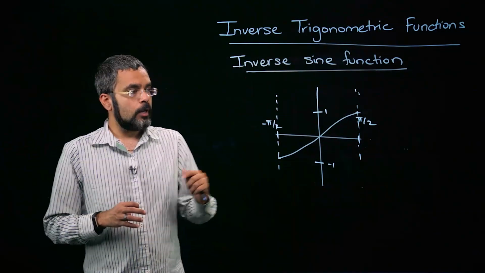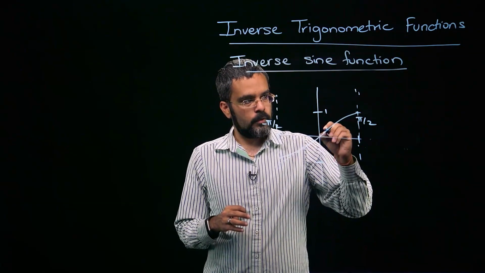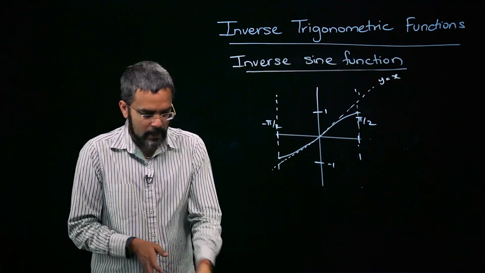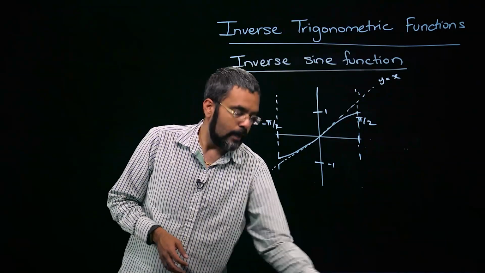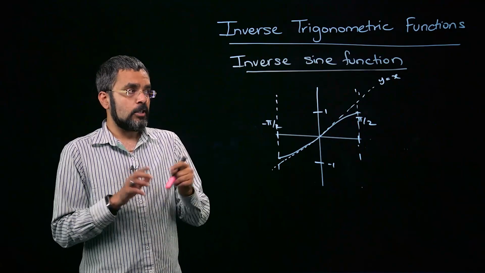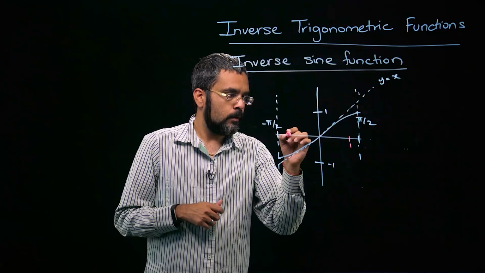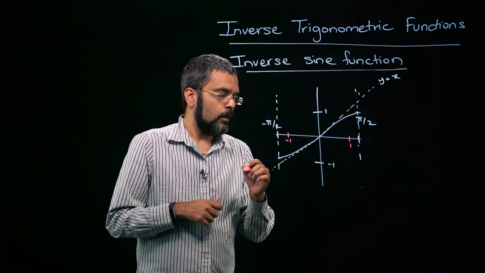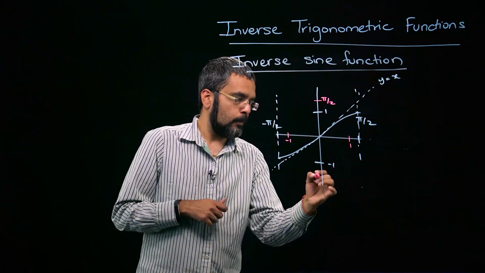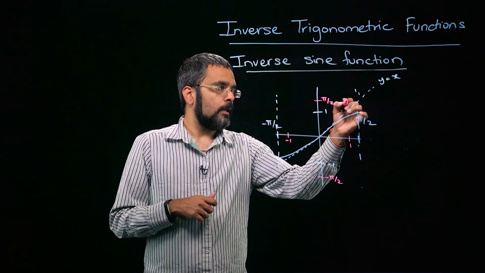Now, if you remember, what was your inverse function? Well, your inverse function was a reflection about the line y equals x. So I'm going to take this graph and reflect it over the line y equals x. And if you remember again, the range and the domain switch. So I'm going to have 1, negative 1, and then pi over 2 and negative pi over 2. If this graph reflects, I'm going to get something of this sort.